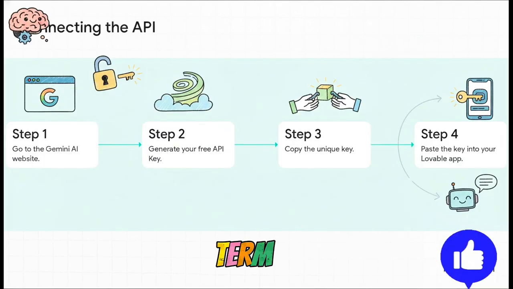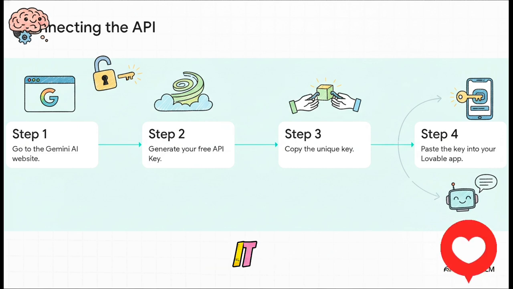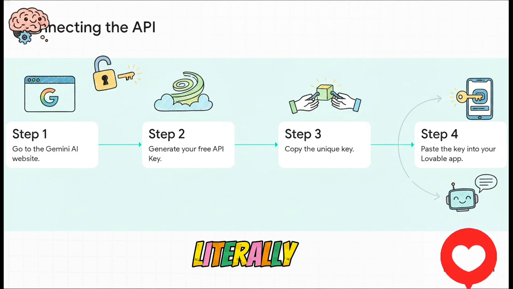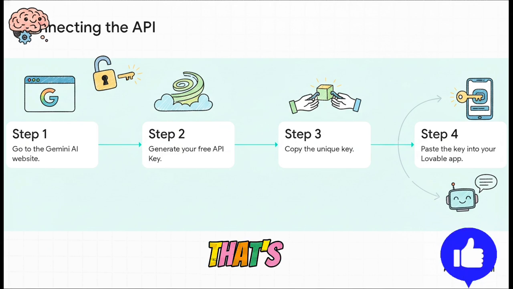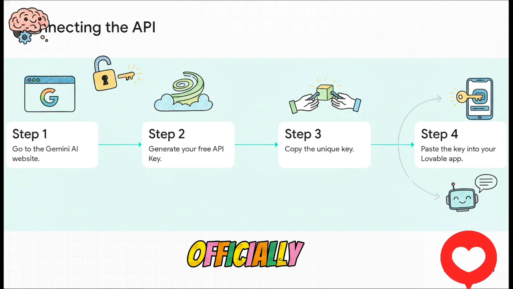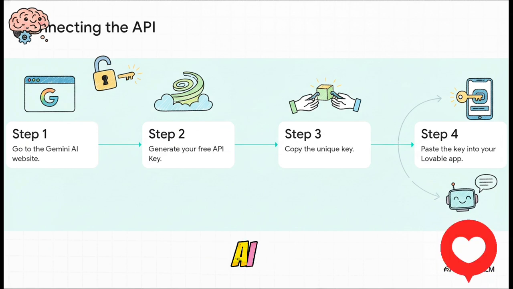Now, I know the term API can sound kind of scary and technical, but don't worry about it. Just look at these steps. It is literally a copy and paste job. Seriously, you just go to the Google AI website, you generate a free API key, you copy that key, and you paste it into your app when it asks for it. And that's it. Your app is now officially powered by a world-class AI.